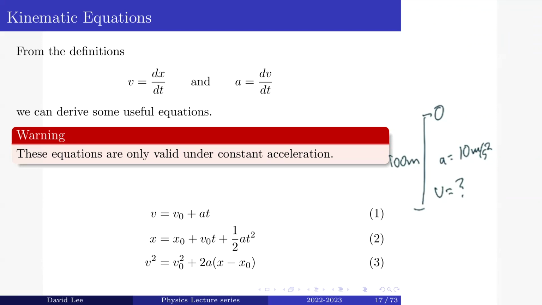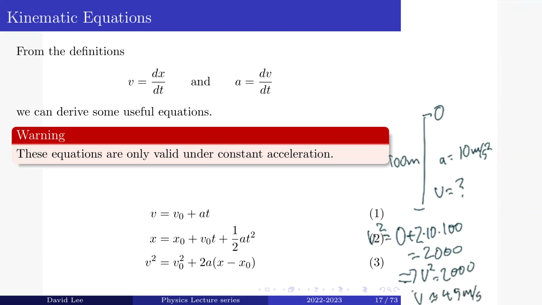because it just gives us the answer immediately. We'll get that v squared equals the initial velocity squared, well, the initial velocity is 0, plus 2 times acceleration, which is 10, times the distance, which is 100. And so this is 2000, which means that v squared is 2000. And taking the square root, our answer should be approximately 45 meters per second.